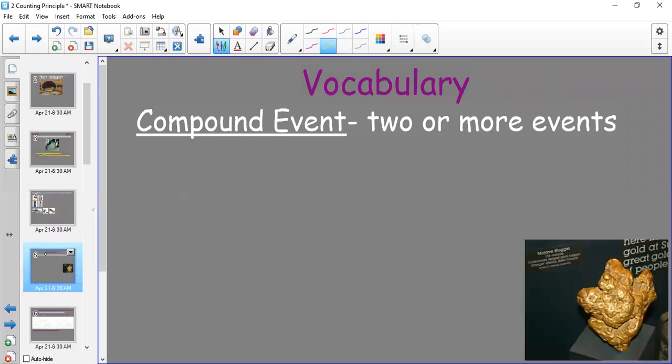So first off, if you remember the other day's lesson, we found the probability of one event. So for example, we found the probability of spinning a spinner one time. We found the probability of rolling a dice, of drawing a marble from a bag, of flipping a coin. Those are all one event. We're going to talk about compound events today. So two or more events happening.